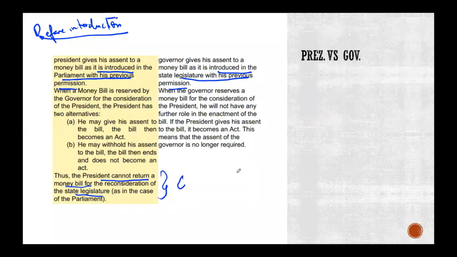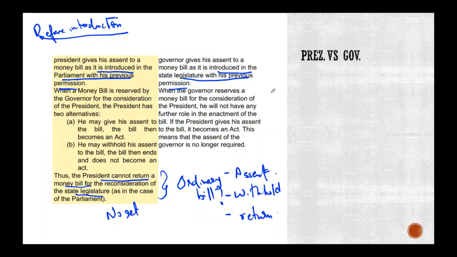Yes, so he can. Okay, wonderful. So he can give assent, he can withhold. Okay, these are polity terms. So assent means what? Accept. Withhold means what? Reject. Okay, and then you can return. But however, here in this case, no return.